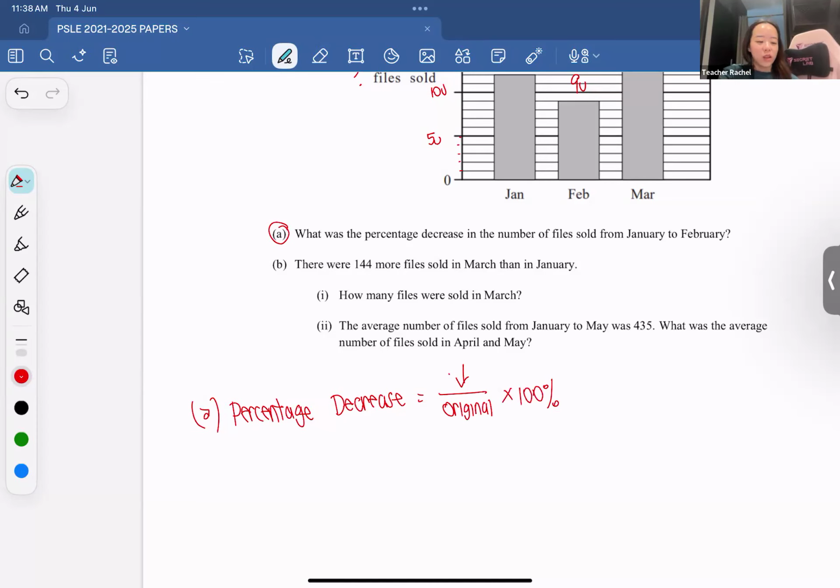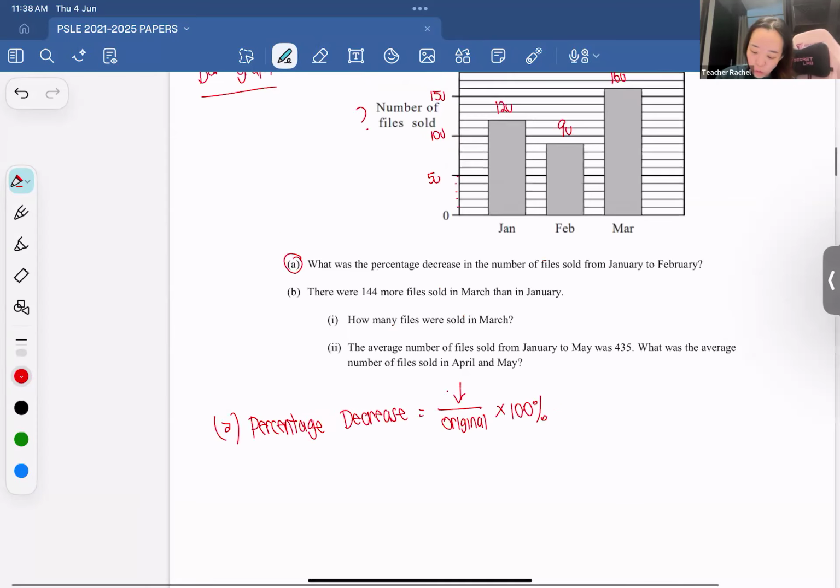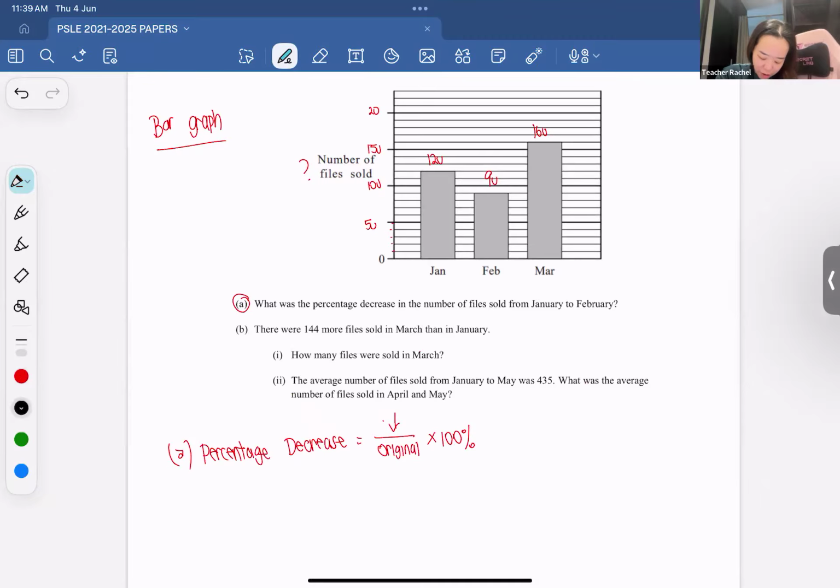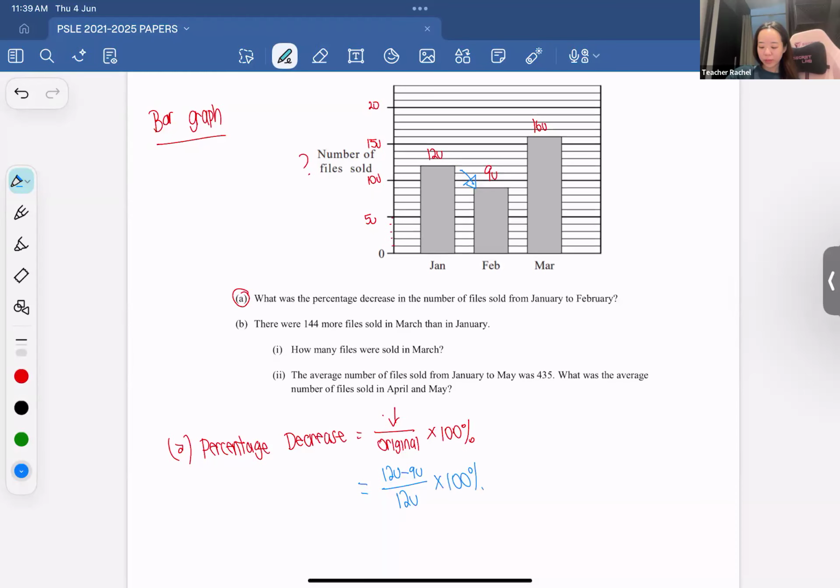So what is the decrease from January to February? You can see that from January to February there is a drop. A decrease of how many units? A decrease of 3 units, because 12 units minus 9 units is 3 units. And the original is 12 units. Then I multiply by 100%. Actually, you can just remove all the units. You will get 12 minus 9 is 3, over 12, times 100%.